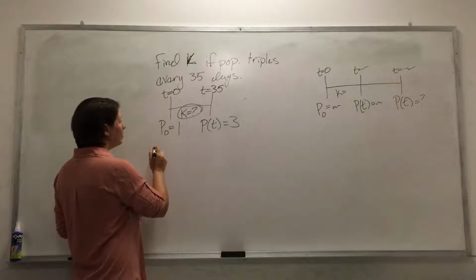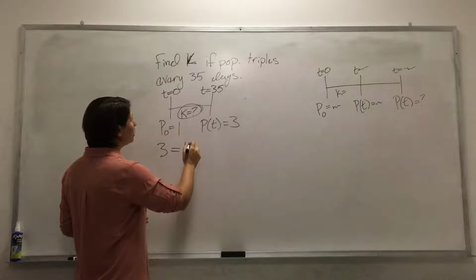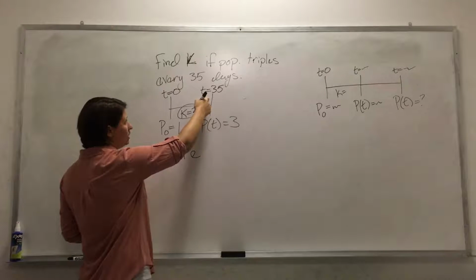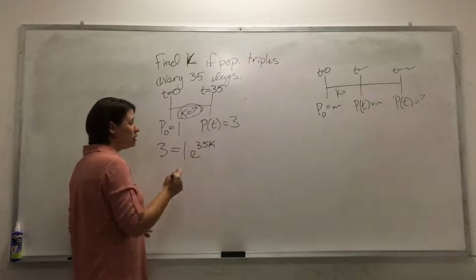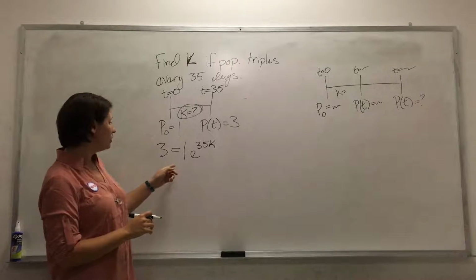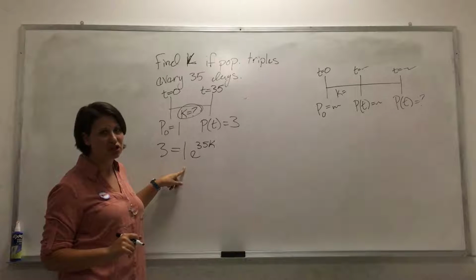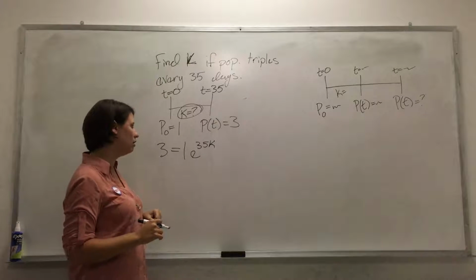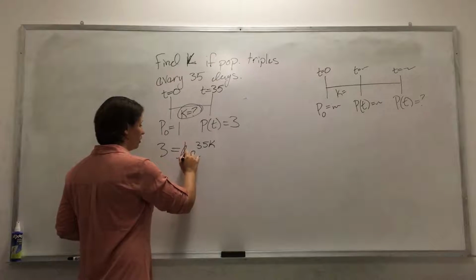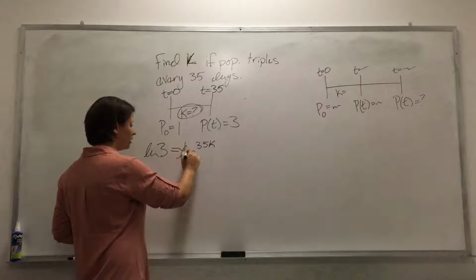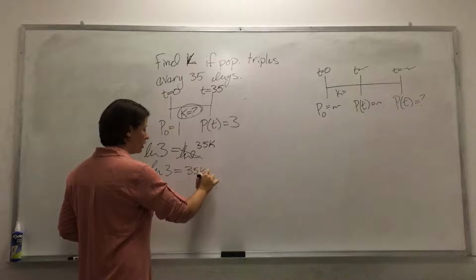So let's set it up then. So p of t would be 3 equals p0 is 1, e to the k times t. T is 35, so really this is 35k. Now we just solve for k. So first thing to always do is look to see if e is on its own. It is, because it's just a 1 as a coefficient, so we don't actually need to do anything there. So getting rid of e is next with an ln. So the natural log of both sides cancels with the e. So we have the natural log of 3 equals 35k.